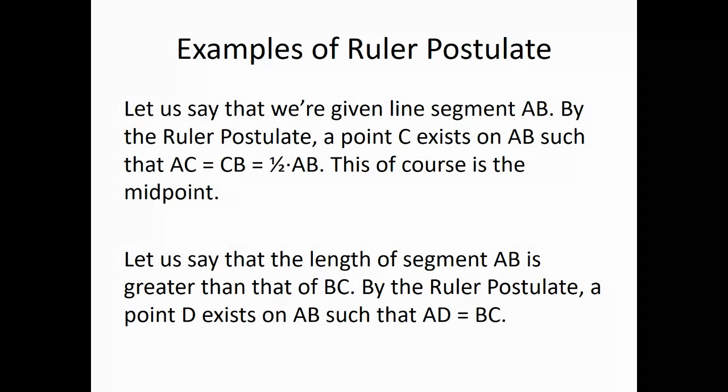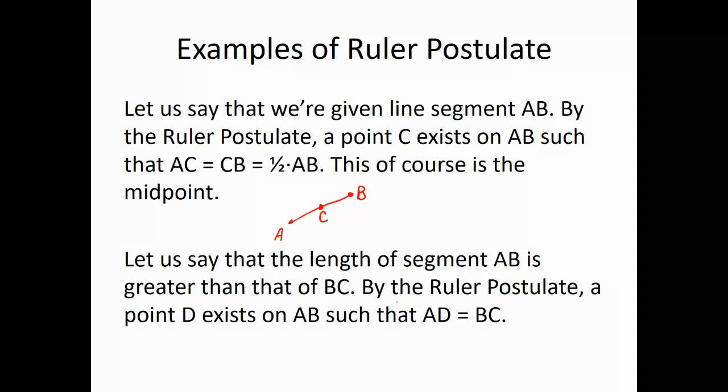So let's say that we're given line segment AB. I'll draw a little picture to go with this. So let us say that we are given line segment AB. Ooh, and that's not nearly so straight, is it? The ruler postulate will tell us that there exists a point C on AB such that the length of AC is the same as CB, is half of AB.